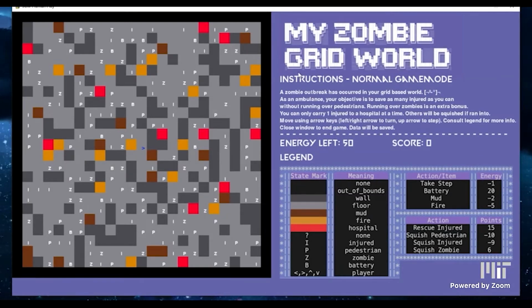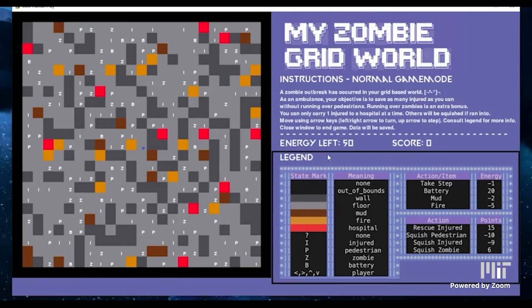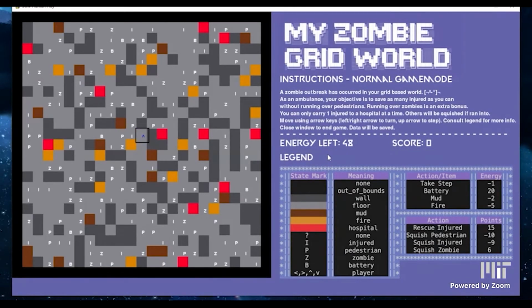We have game-specific instructions. In the middle, we have our title, My Zombie Grid World, the name of our game. Right below that, we have our energy left, which limits the amount of moves that we can make. Our score to the right, and then below is the legend, which shows the point value or the meaning of each symbol. As we enter gameplay, we can see Nathan trying to save a person.